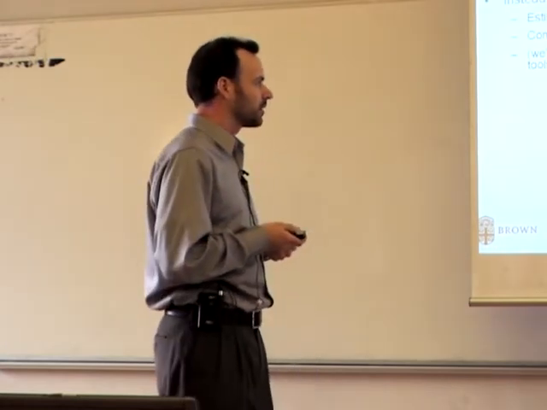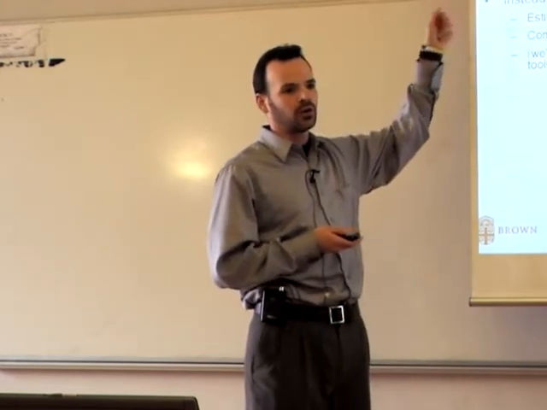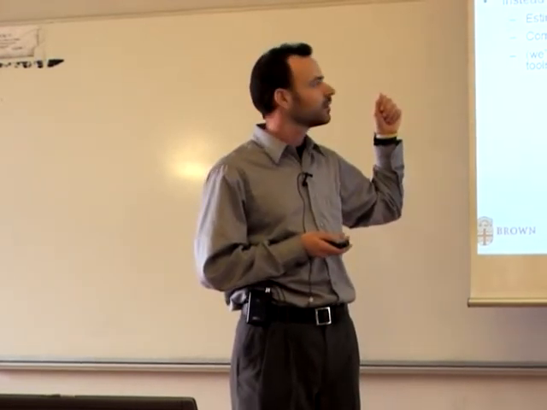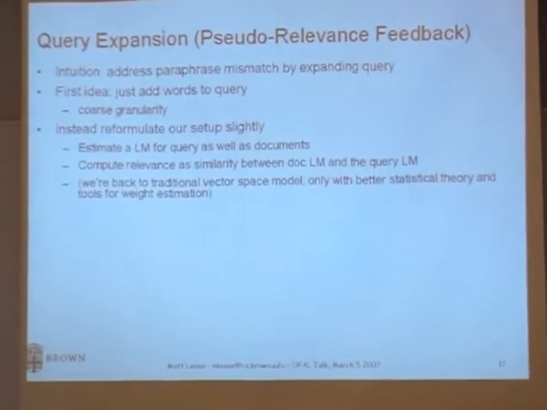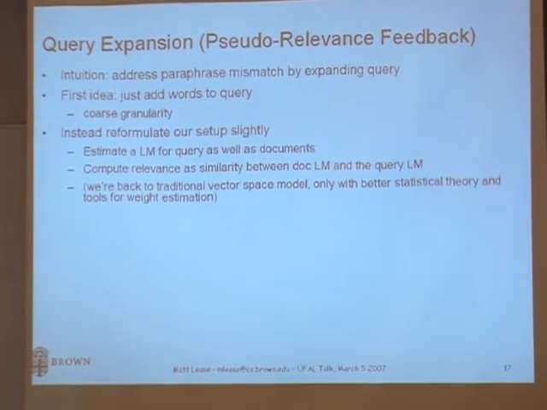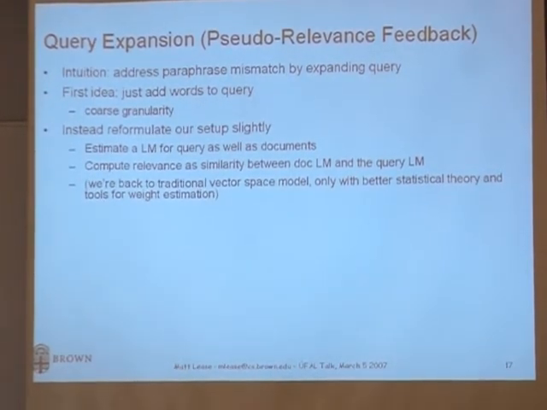And the mechanism I've talked about so far doesn't really give you a way to express this. So what we're going to do is reformulate the setup slightly. We're going to estimate a language model for the query as well as for the documents. Then we're going to compute relevance as looking at similarity between the document language model and the query language model. So in some ways, we're just back to what we had to begin with.